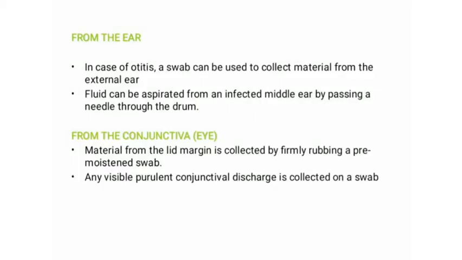Next is specimen collection from the ear as well as conjunctiva. In case of otitis, which is an inflammation of the ear, that is, external ear infection, we can collect the material from the external ear with the help of a swab. So a swab makes it possible to collect the material from the infected ear.